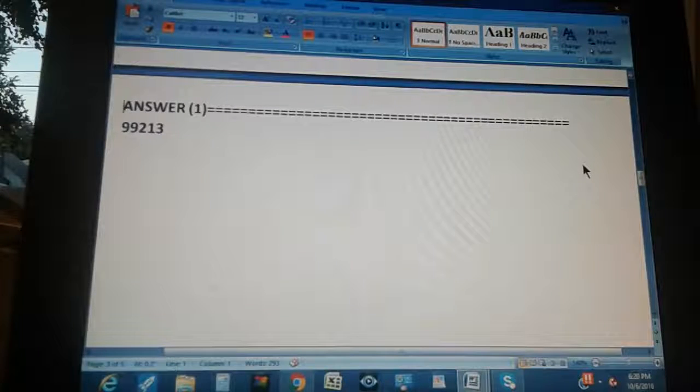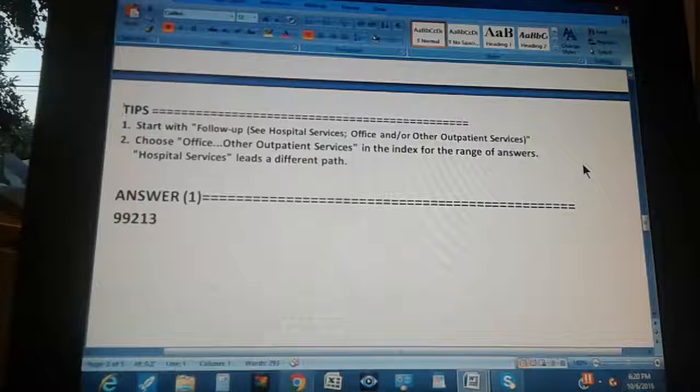That's the answer. Now, if you got that, congratulations. If you didn't get it, let's give you a couple of tips. First tip: start with follow-up, and then it sends you to see hospital services or office and other outpatient services. That's where it's going to send you, right?